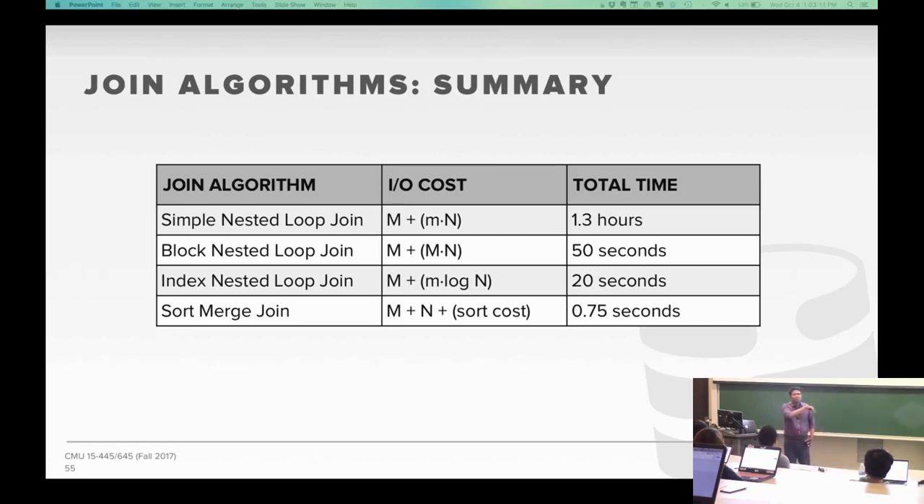I will note that all these numbers are basically just orders of approximation, so it depends on the actual technology and the size of the tables. But this will give you a rough idea of why it is actually important to optimize the design of the algorithm, right? Because you're decreasing the query execution time from an hour to less than a second. And that can make a big difference for the end users of the database system.